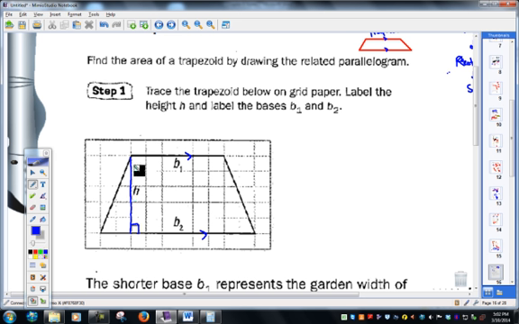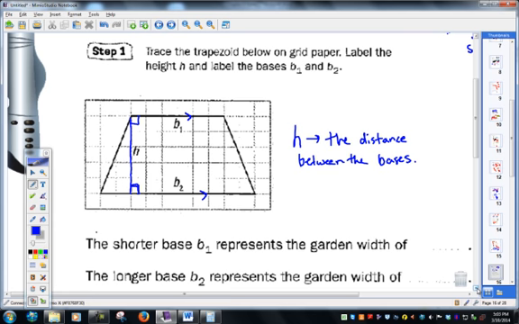And then you can see the height here. It still forms a right angle with the bases, as you can see, both of them. But now, the way to remember the height with a trapezoid is just remember it as the distance, please write this, between the bases. It's just the distance between the two bases. Every trapezoid will have two bases. Every trapezoid. And that's what you're going to use to find your area.